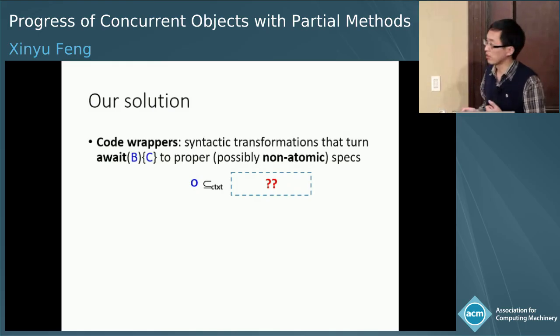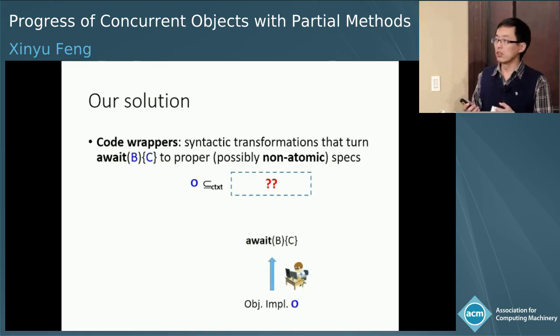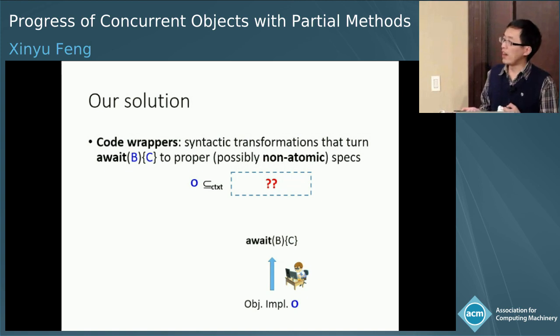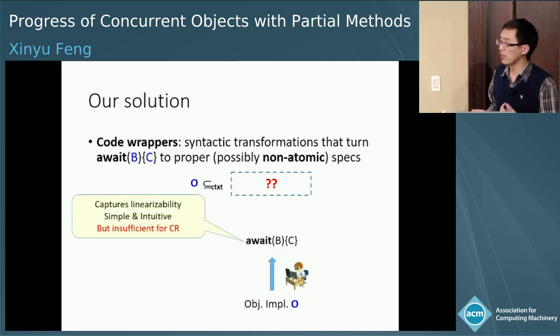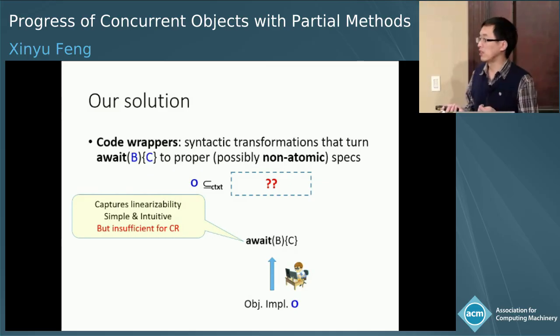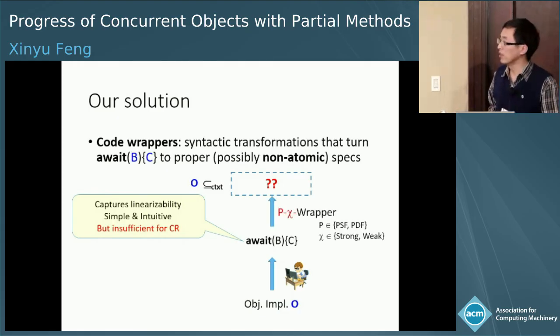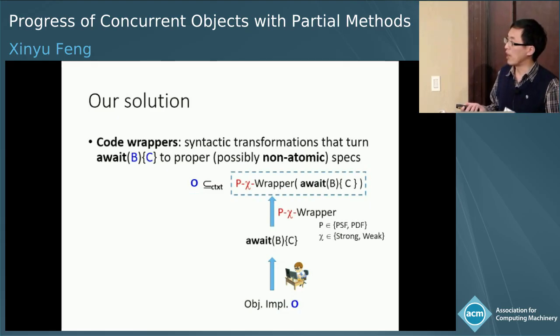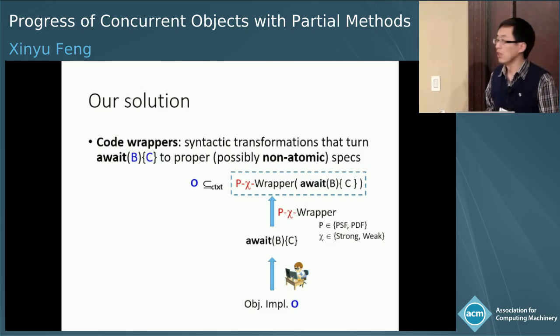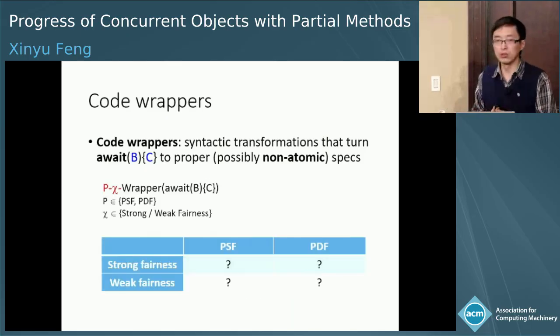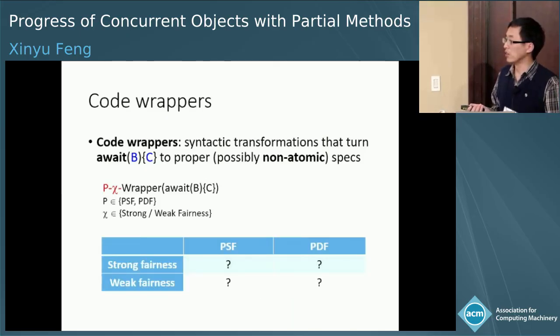How do we use our wrappers? The idea is the following. We still ask the programmer to provide this abstraction in the form of an await command, because as I explained, it's so simple and intuitive. Also, it captures linearizability, but it just doesn't work in this place. And then we apply our wrapper so that we hope that this derived specification may give us a proper abstraction. And then, of course, the next step is to define the wrappers. And we have these 4 combinations. We need a wrapper for each combination.